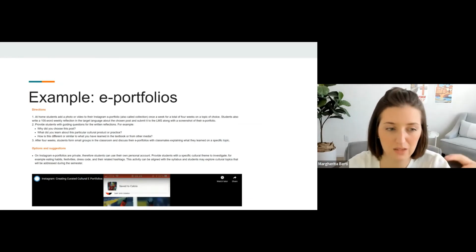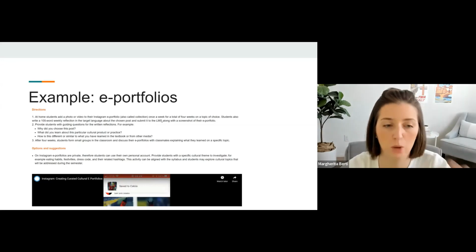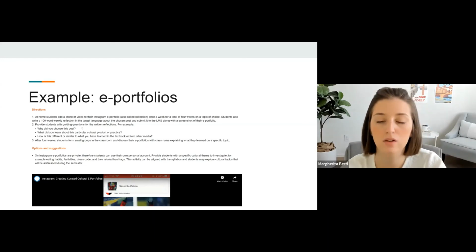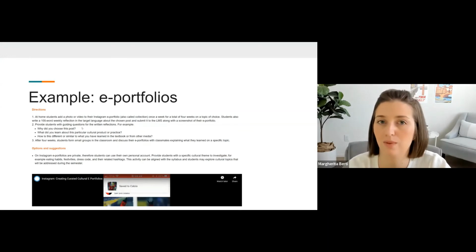And they select the topic and then they write a 100-word weekly reflection about the chosen post, and they share the reflection on the LMS along with a screenshot of the portfolio, the topic of the post that they chose. And we can have some guiding questions for reflection. So for example, why did you choose this specific topic about the Italian language and Italian culture? What does this topic tell you about the practices, or how is it different from what you have learned from a language textbook?